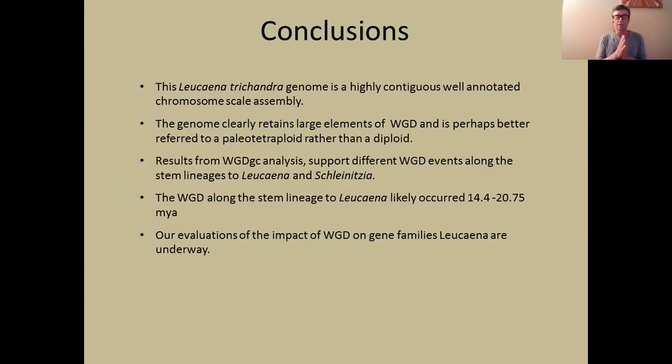So what we're learning in this particular case is that we have a high quality and highly contiguous genome for Lucena, so that's great. The genome retains much more duplication than we had thought before. So this is perhaps better referred to as a paleotetraploid rather than a diploid. The analysis to look at the position of the whole genome duplication that predates the evolution of the genus supports an event both along the stem lineage to Lucena and also one to Schlittia. And the whole genome duplication event along the stem lineage to Lucena likely occurred between 14 and 20 million years ago.